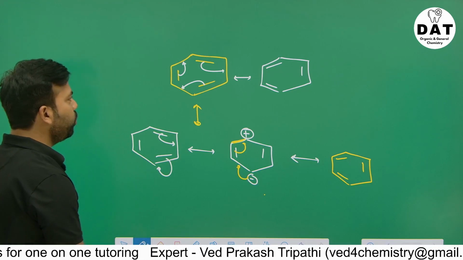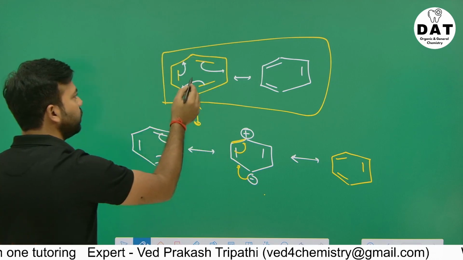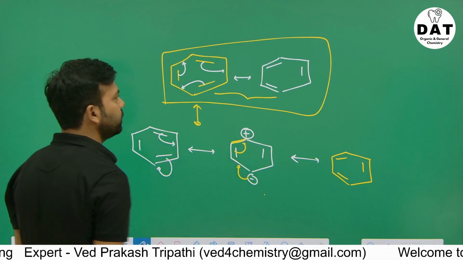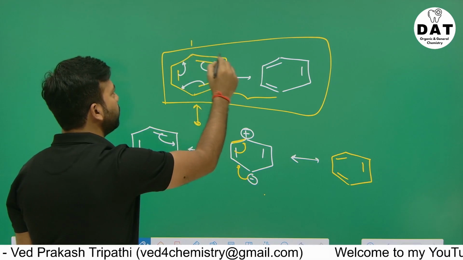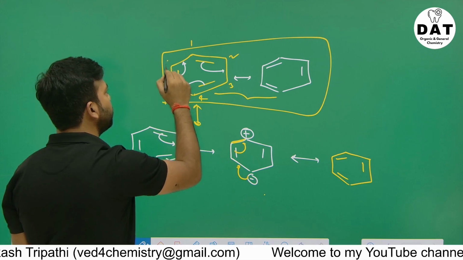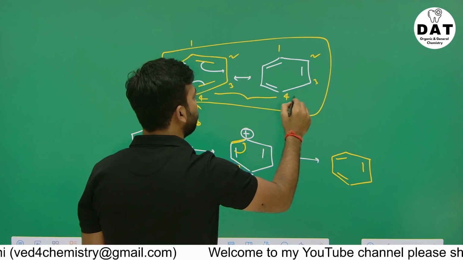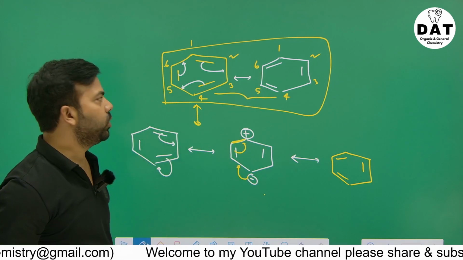But the most accurate is this one. In a single time we can draw all the resonance structures. This is the resonance structure of the benzene one. Make sense? You can see the double bonded position. Suppose this is 1, this is 2, this is 3, this is 4, 5, and this is 6. 1, 2, 3, 4, 5 and 6. So this is the alternate movement of a double bond.